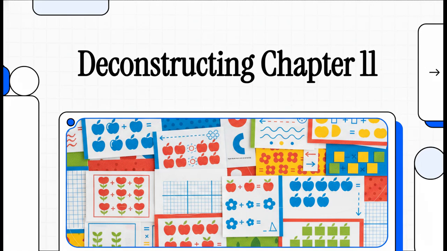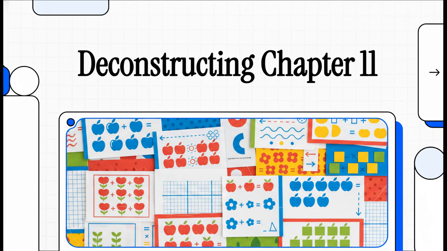So, if you're the kind of person who just absolutely loves seeing how things are built from the ground up, you are in for a real treat today. We're going to deconstruct something that might look super simple on the surface, but it's actually a literal masterpiece of instructional design. We're looking at Chapter 11 of a primary math book, and it's called How Many Times?